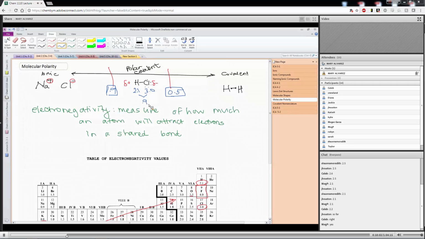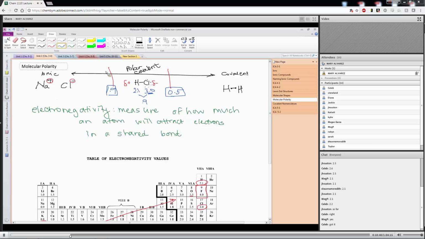And then once we know it's polar, the next thing we can say is, all right, because the chlorine was the one that was bigger, this is a side that gets a partial minus charge because it's the one that's attracting extra electron density. And since the hydrogen's value was lower, this is the side that gets a partial positive charge because it's losing a little bit of electron density. Everybody with me here? Got it. Excellent.